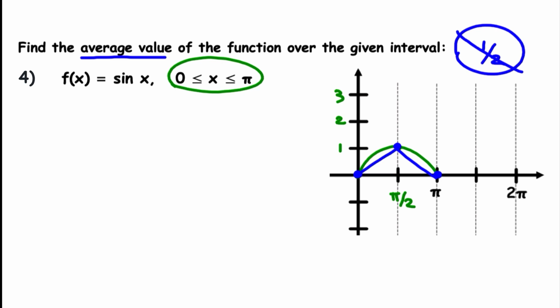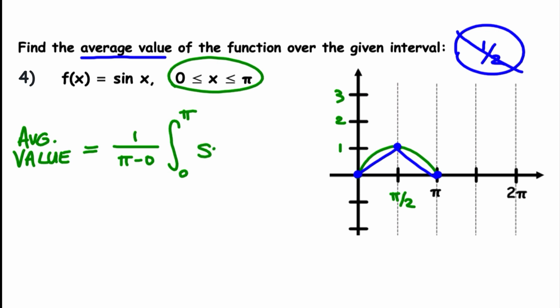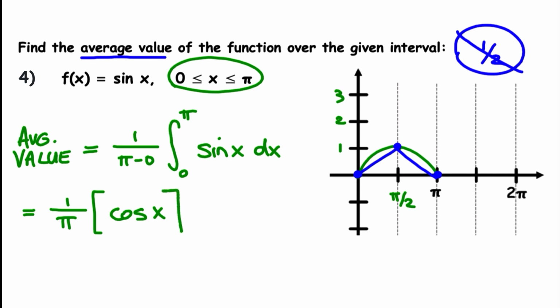All right, let's try it out. We're going to integrate. Got 1 over b minus a. We're going to integrate from 0 to pi of sine of x dx. So the average value would be 1 over pi. Remember, the derivative of sine is cosine. The integral of sine is negative cosine. Negative cosine. I know I said negative, but I'm going to put it out here. Just make my life easier. We're integrating again from 0 to pi still.